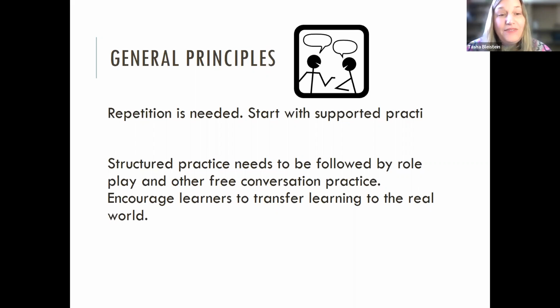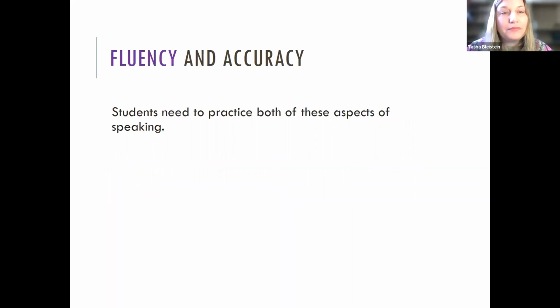So I might give them those sentence frames in the beginning, and then we practice with the sentence frames, and then we practice without the sentence frames. And we have a real conversation where they're interacting back and forth. So we want to start with that structure and then take that away.